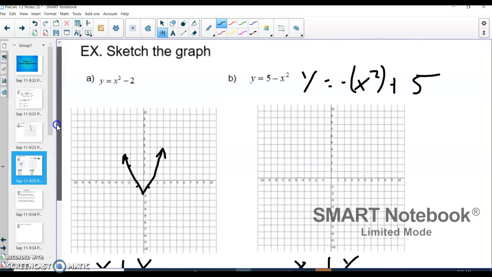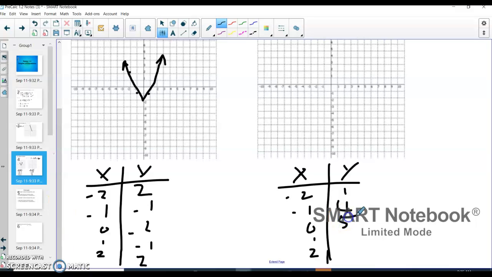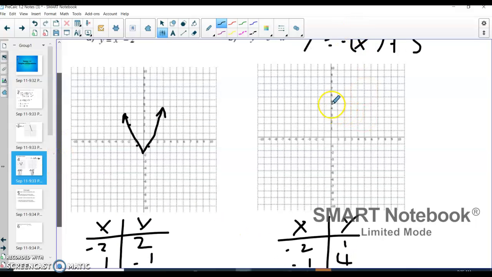You plug in 0. 0, negative 0 doesn't matter. 0 plus 5 is 5. Symmetry tells me that we're going to have this repeating, so this is going to be 4 and 1. So my first point is at 0, 5.